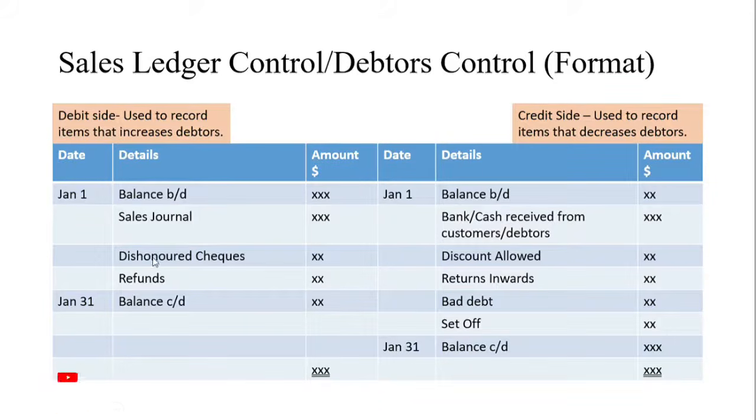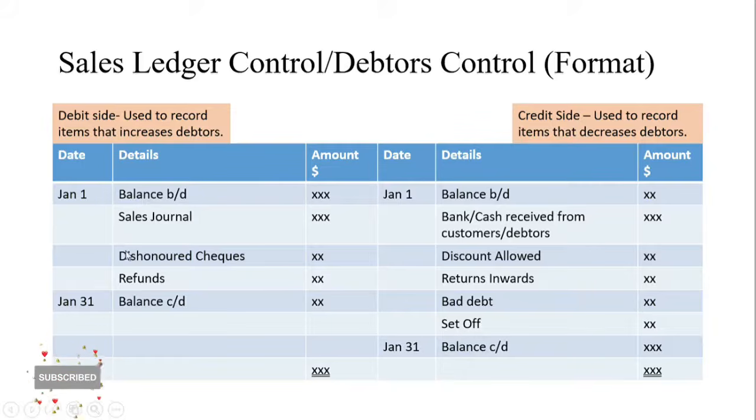So the next thing is, on the debit side, we find the items that increase our debtors. For example, credit sales. If you are selling goods on credit, obviously it is going to increase the amount of money that is owed to us by debtors. Dishonored cheque is basically when the cheque bounces, as we call it in Jamaica. That is when the bank is not able to cash the cheque, maybe because there is not enough money in the account, or the cheque is still dated, but the cheque is just dishonored.